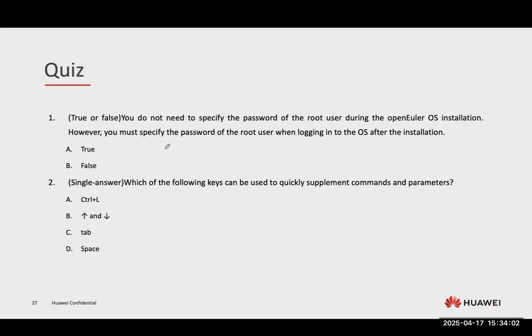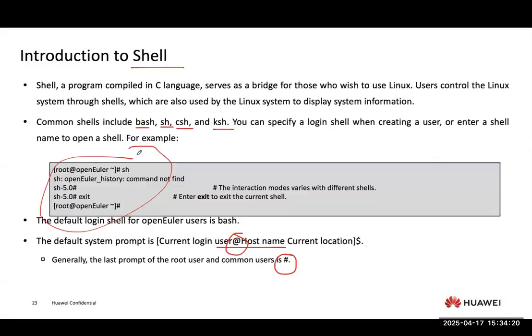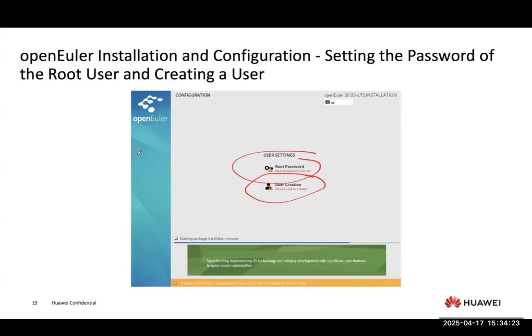So again, when you look at the scores here, it's asking: you do not need to specify a password for the root user during the openEuler OS installation; however, you must specify the password of the root user when logging in. And that is false. Remember, I said earlier, you need to put a password in. When we look at that first command here, you need to specify the root password, otherwise it won't allow you to continue. Sometimes they've changed this, they have an override, but you need to set the root password. Otherwise, it will just stay there and wait for you until you put it in.